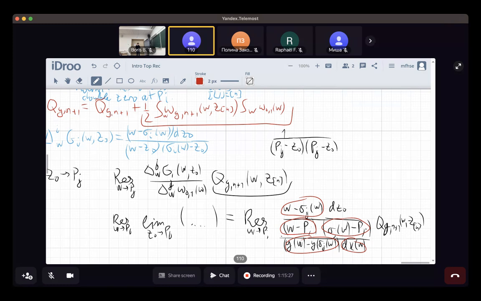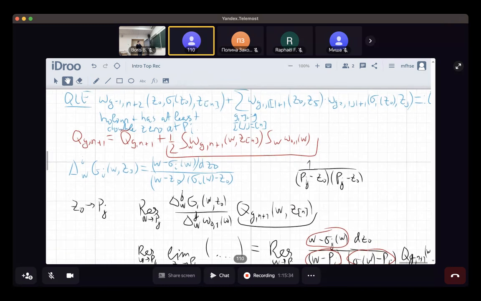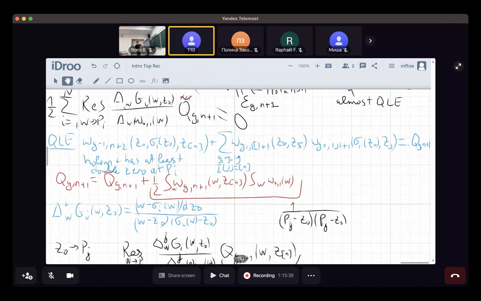But we also, let's look at Q, and notice that it's invariant under replacing Z0 with sigma I of Z0. Is it clear? Because of the symmetry. So for this term it's clear, and for this term we just replace factors. So evidently it's symmetric under this transformation. If you transform Z0 to sigma I of Z0, then it's symmetric.